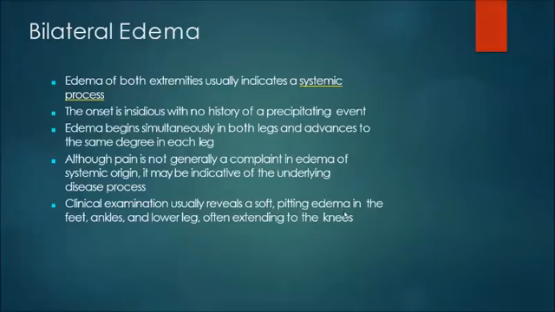Okay, so next we're going to go into bilateral edema. So it's basically just edema of both extremities, which usually indicates a systemic process. Onset is usually insidious with no history of a precipitating event. Edema begins simultaneously in both legs and advances to the same degree in each leg. Although pain is not generally a complaint in edema of systemic origin, it may be indicative of the underlying disease process. So if someone has pain with edema, it could be some type of arterial disease, and it should be considered. Clinical exam will really reveal a soft pitting edema in the feet, ankles, and lower legs, often extending to the knees.